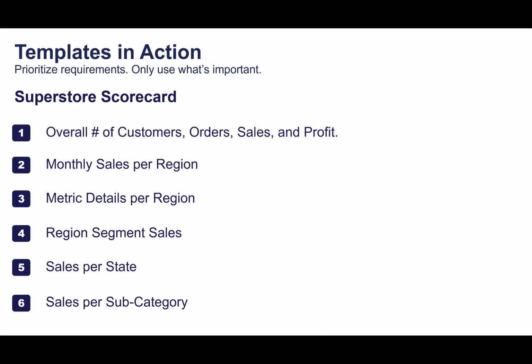So first, the user would like to see the overall number of customers, orders, sales, and profit. Next, the user would like to see the monthly sales per region, the metric details per region, the region segment sales, the sales per state, and last but not least, the sales per subcategory. So we took all of those questions that were out of order and we placed them in order of priority.